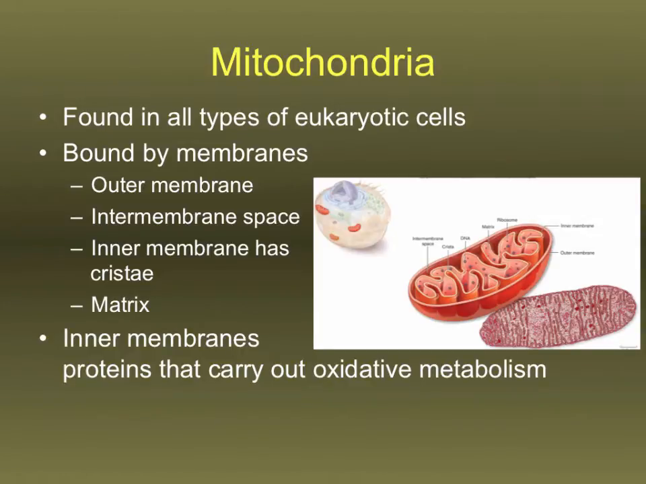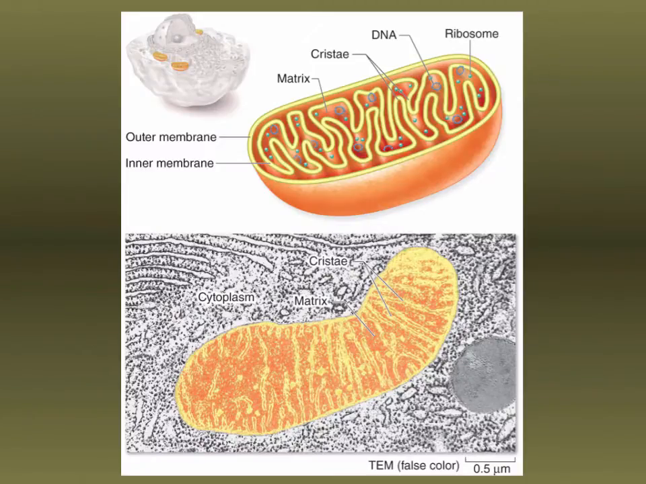So oxidative metabolism means using oxygen in part to break down glucose and produce ATP, which is the primary energy currency for most cells. Mitochondria are one of the main ones that do this, especially when it comes to oxidative metabolism. Mitochondria are the really, really important players. So again, just a quick look at mitochondria.